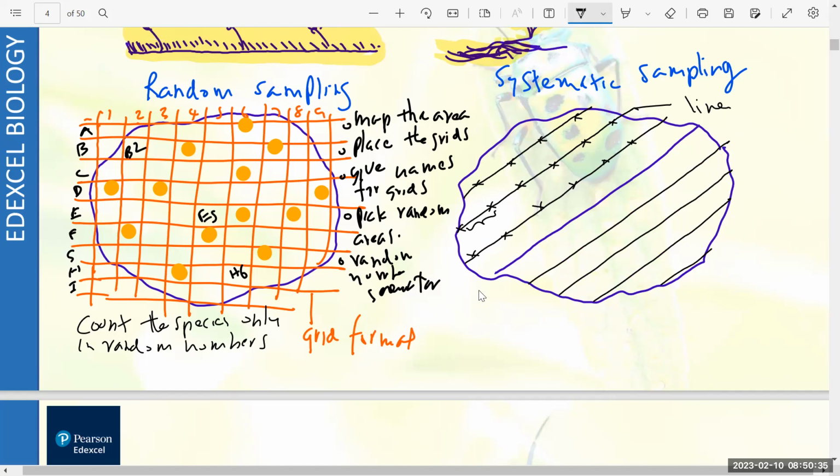So place lines, mark a fixed distance along the line.